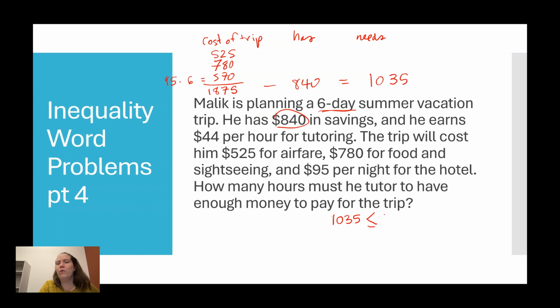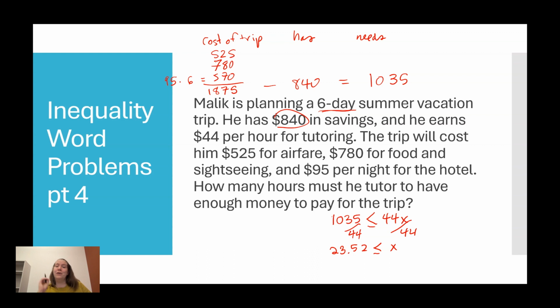He's going to make $44 for every hour that he's tutoring. So now we're going to get X all by itself, dividing by 44 on both sides. And we've got 23.52. It has a bunch more after that. I'm just going to leave it here for now because we're going to round it to the nearest hour. If he was able to tutor for 23.52 hours, he would have enough to pay for the trip. But he can't bill for 0.52 hours, right? That's not possible. Maybe he does, but that's not common.